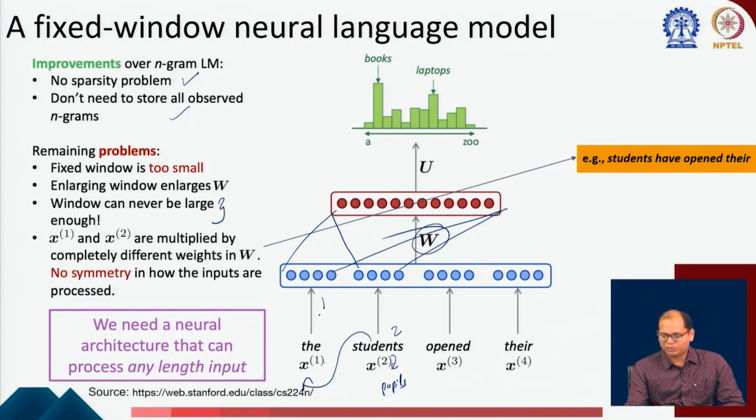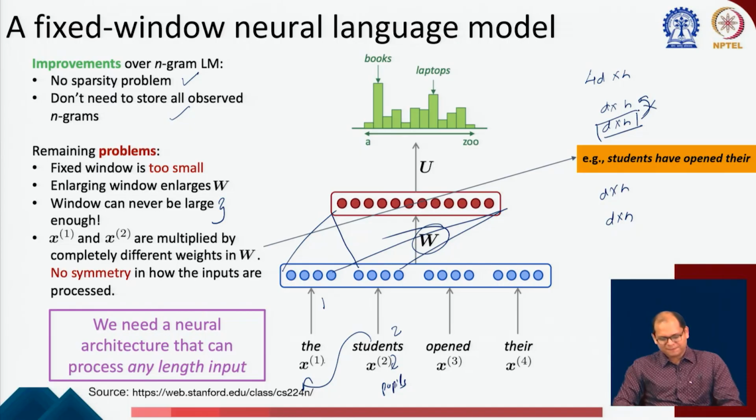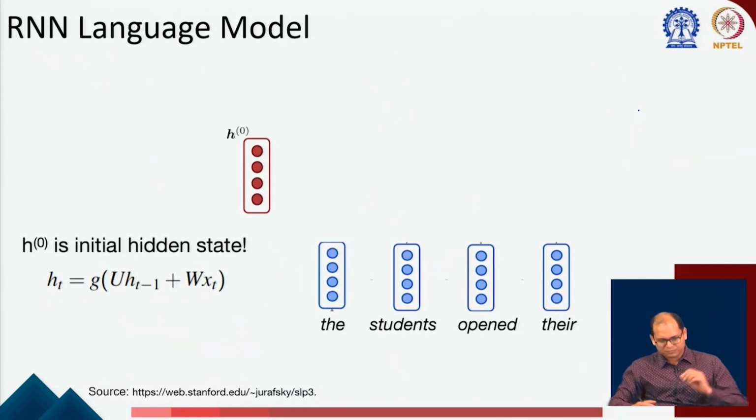So you can think of this 4d times h as d cross h, d cross h, d cross h, d cross h, 4 different weights. So whatever you have learned in this position will not be transferable to another position. So that is a problem. Right? So then can we have an architecture that can process any length of input? That's the question. And that's where the recurrent neural networks come into the picture.